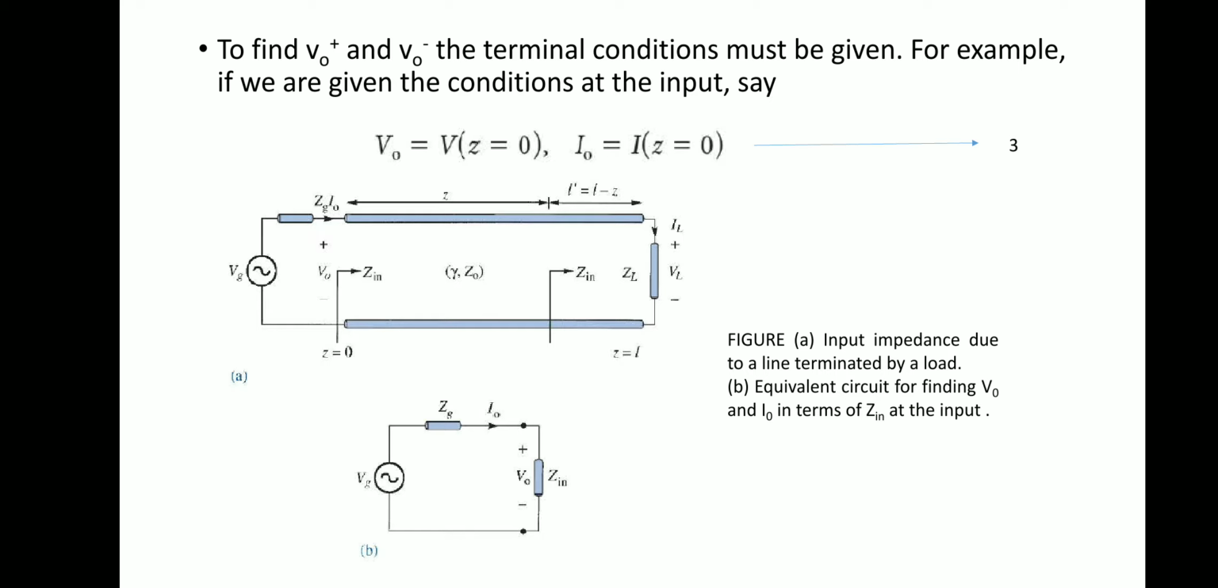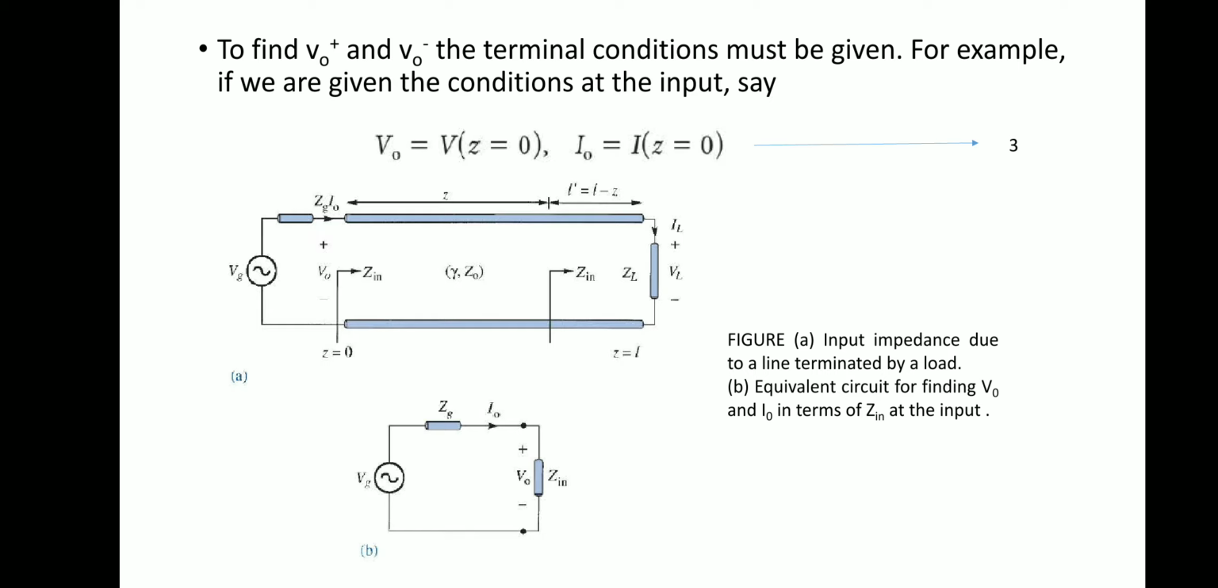The input impedance of a line terminated by a load is shown in figure A. Similarly, figure B is the equivalent circuit for finding V0 and I0 in terms of Zin at the input. Then, as we did for the voltage and current distribution in a transmission line terminated with a load, here also we can find V0 plus and V0 minus.